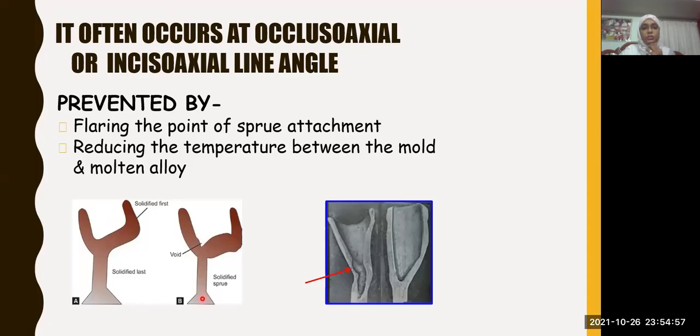Here you can see at the junction of the sprue and the wax pattern, on the inside opposite the sprue, you will get this type of defect. So how you can prevent it is to flare the sprue at the junction of the sprue to the wax pattern, and reduce the temperature difference between the mold and the molten alloy. There should not be too much temperature difference between the mold and the molten alloy.